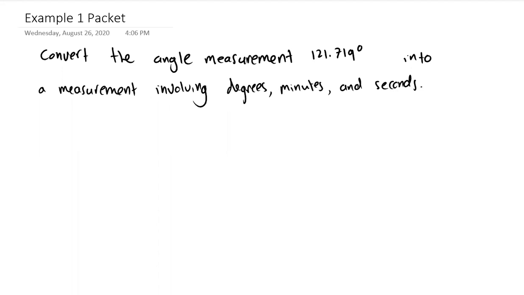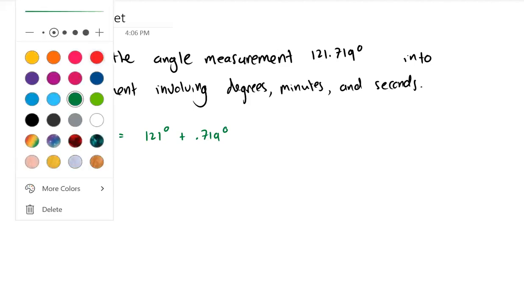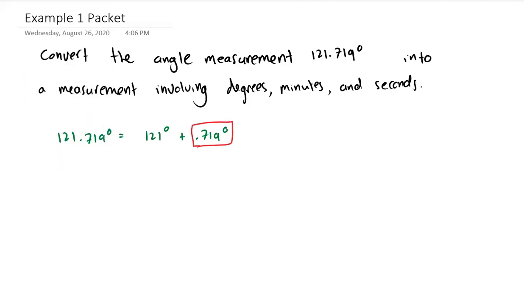So what you want to do is separate the whole part of the number from the decimal part. So for example, we can write 121.719 degrees as 121 degrees plus 0.719 degrees. Just separate the whole part of the degree from the decimal part. Now, the whole part stays the same. So the 121 degrees stays the same. So what we're going to do now is focus on the decimal part, this part here, and we're going to convert that to minutes.